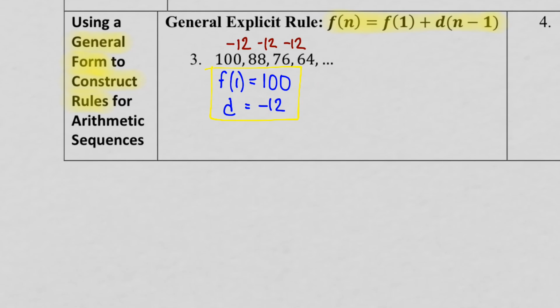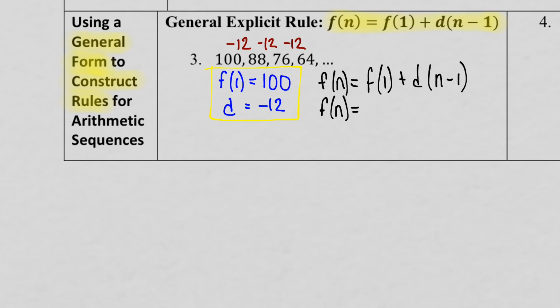F of n equals f of 1 plus d times n minus 1. What I'm going to do is replace f of 1, which means the first term, plus d, which is the common difference, times n minus 1.